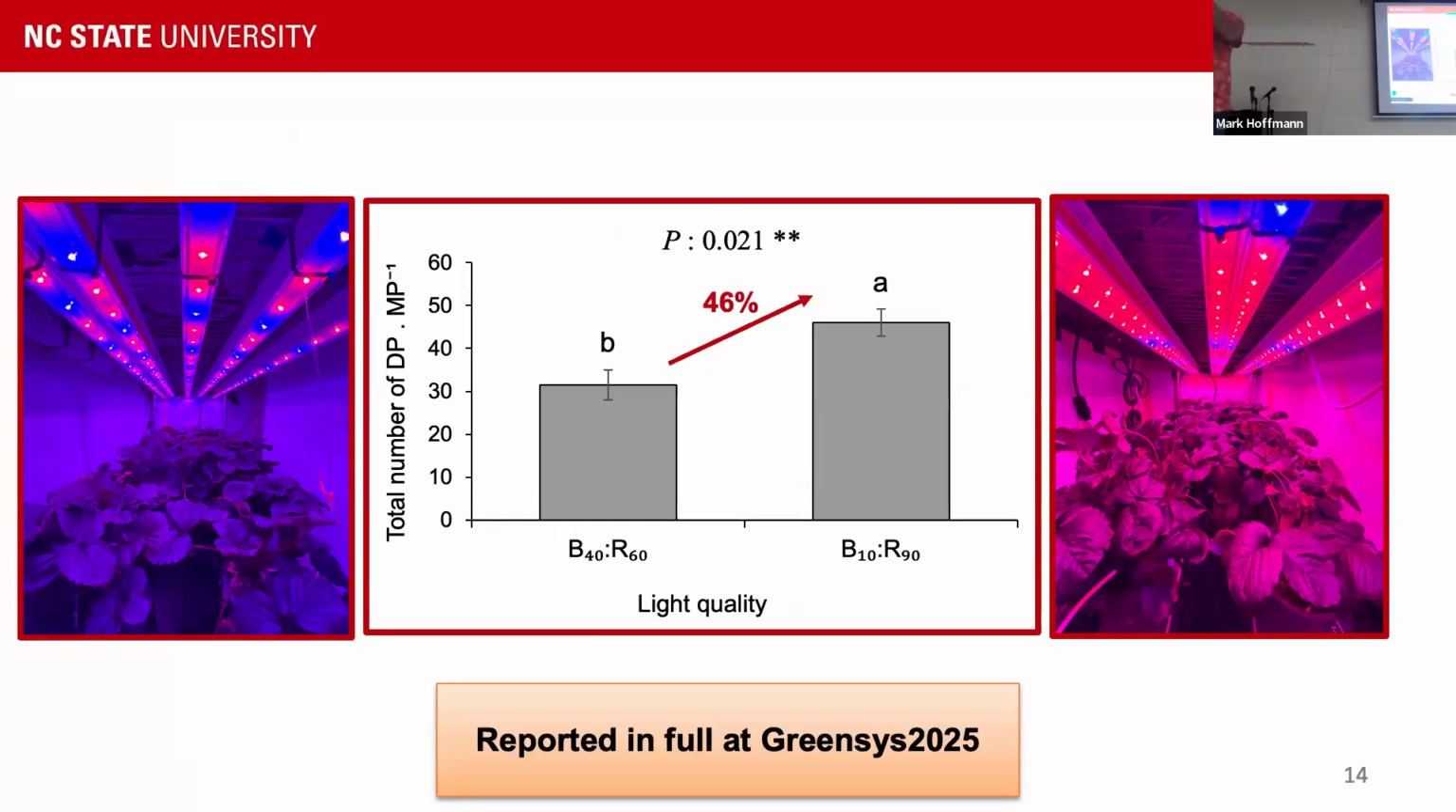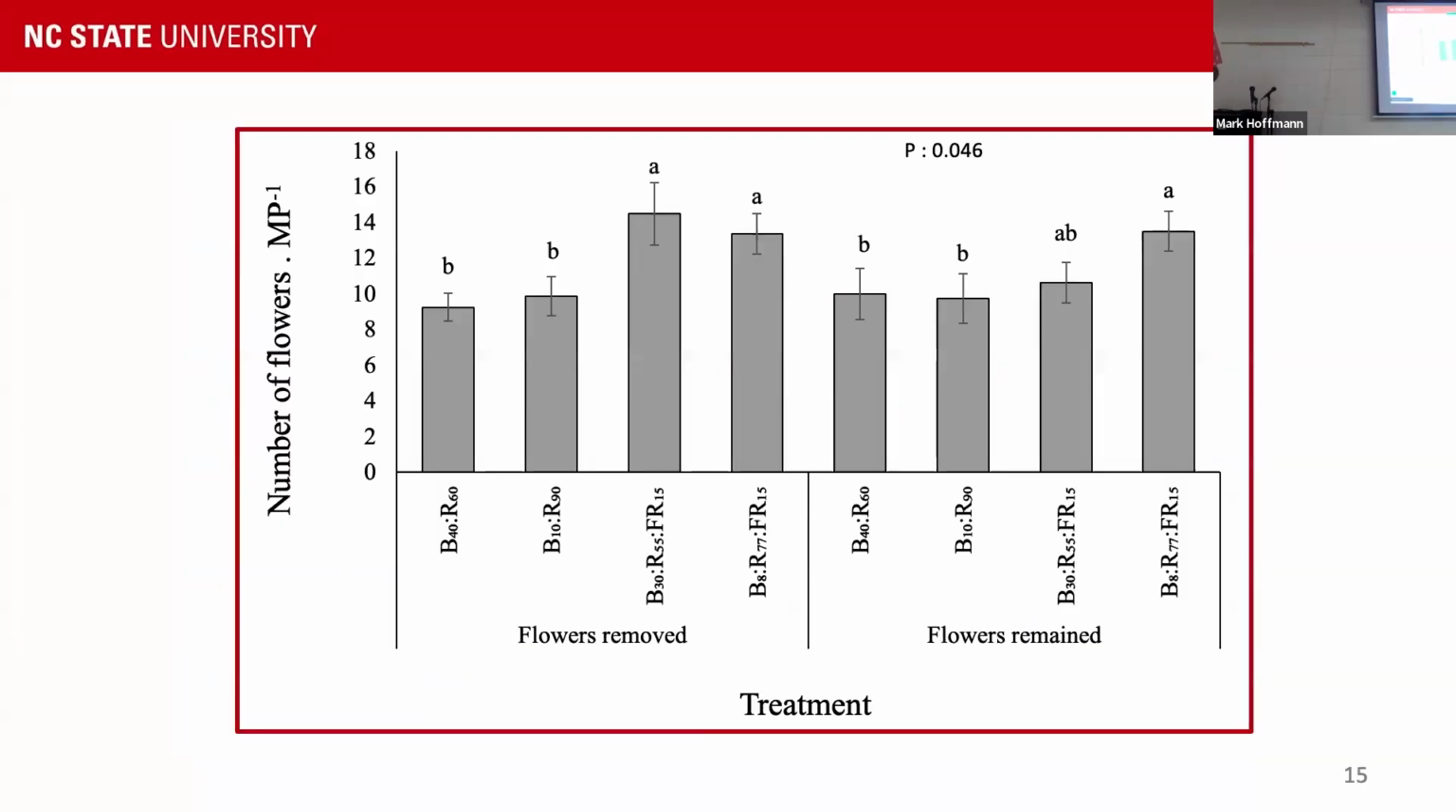But with the main two background spectra, high blue, low red, and low blue, high red, you can see a higher red proportion can increase the number of daughter plant production by 46%, which is also significantly different.